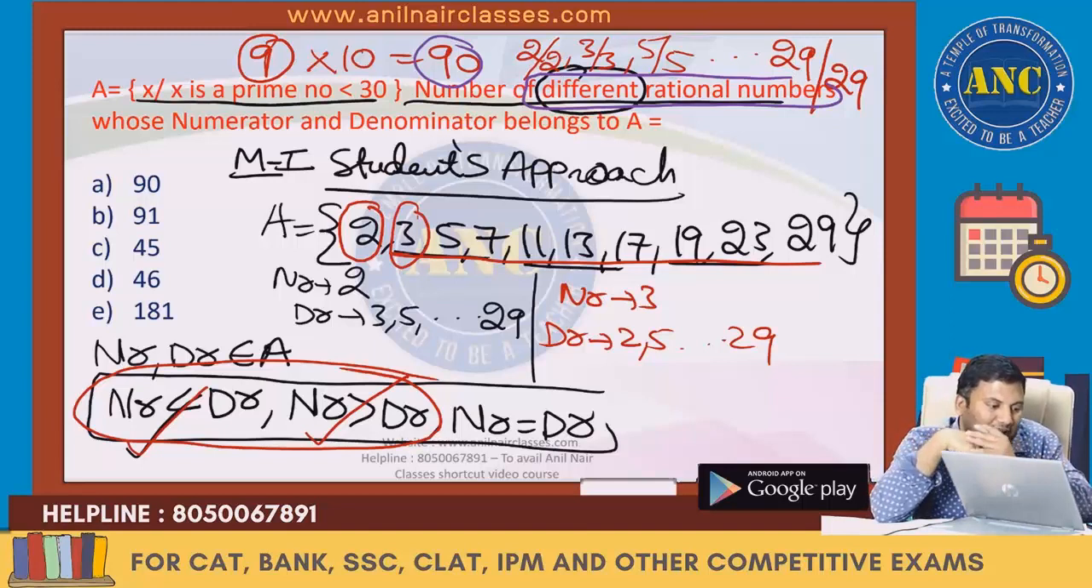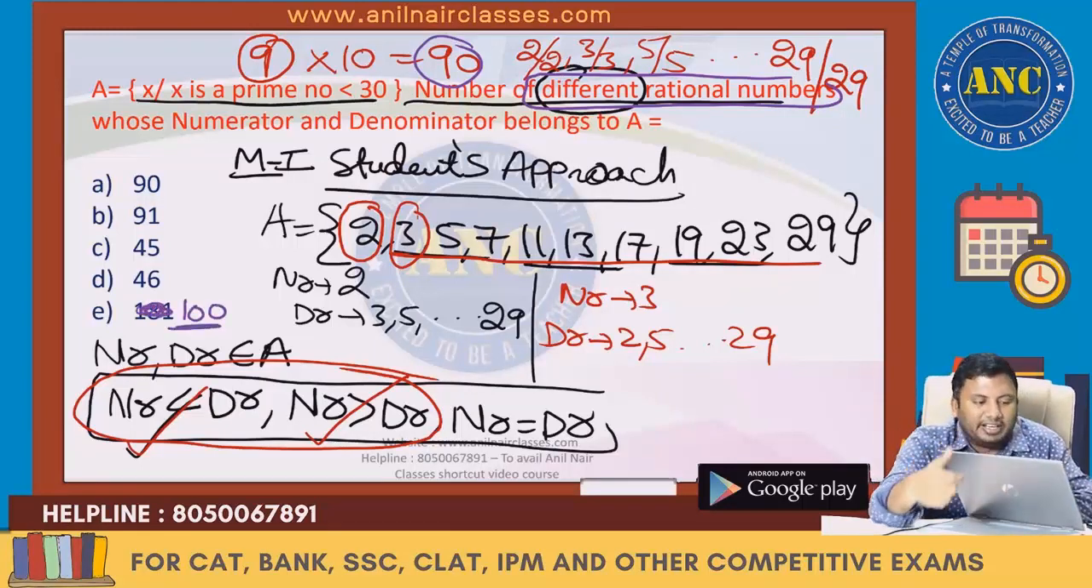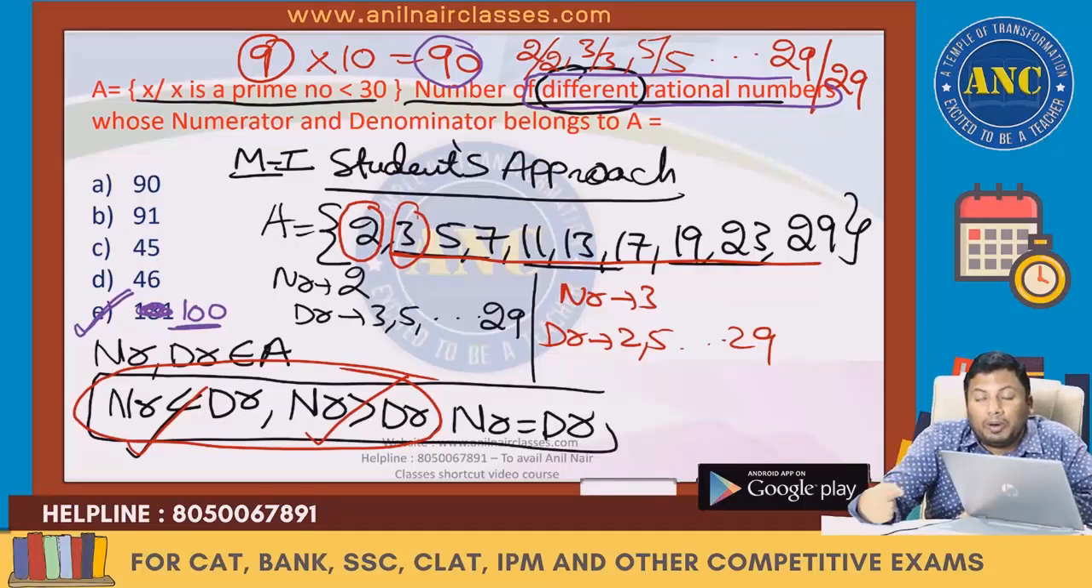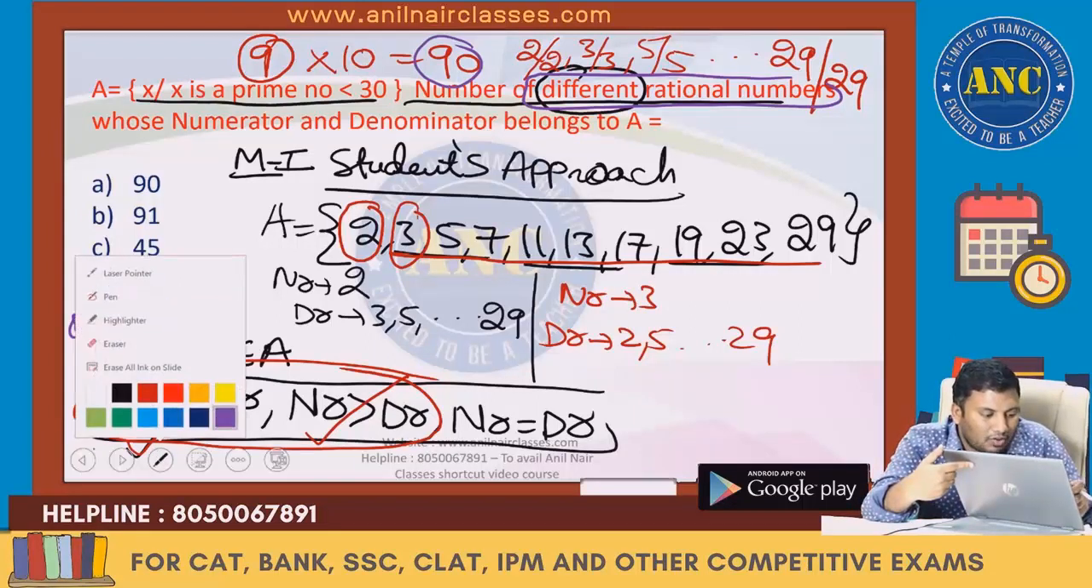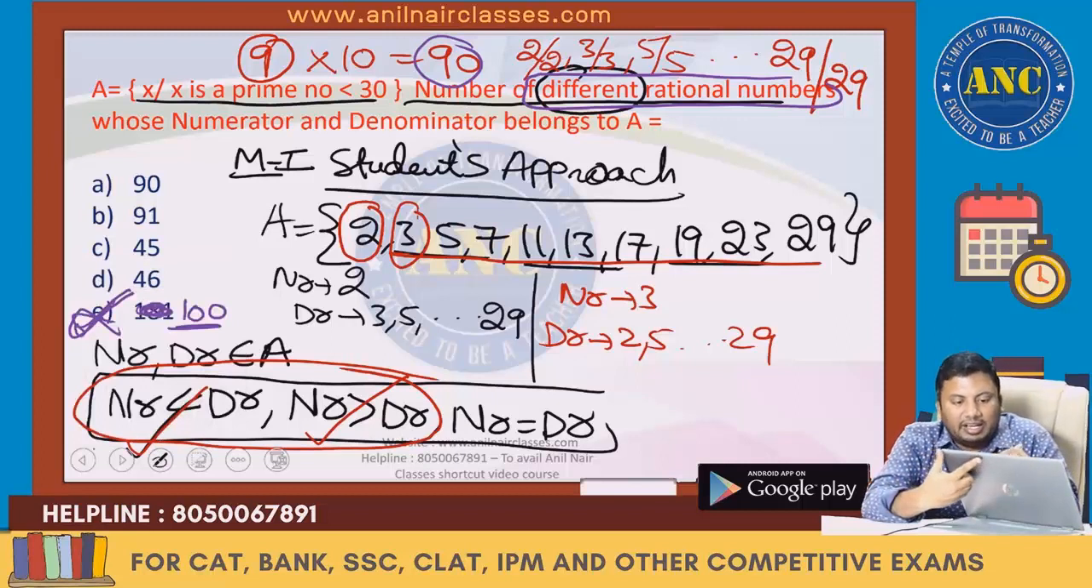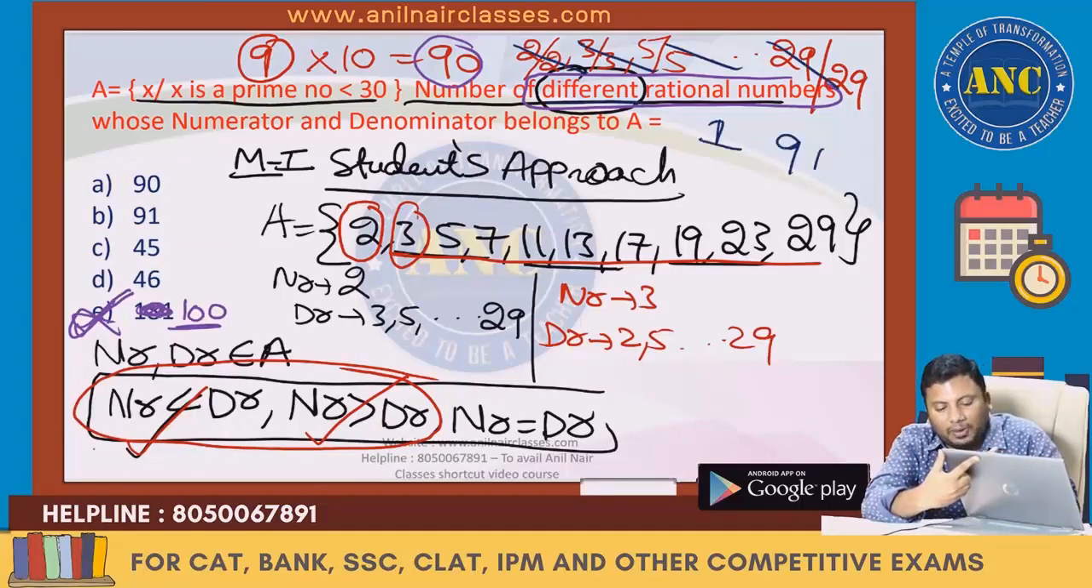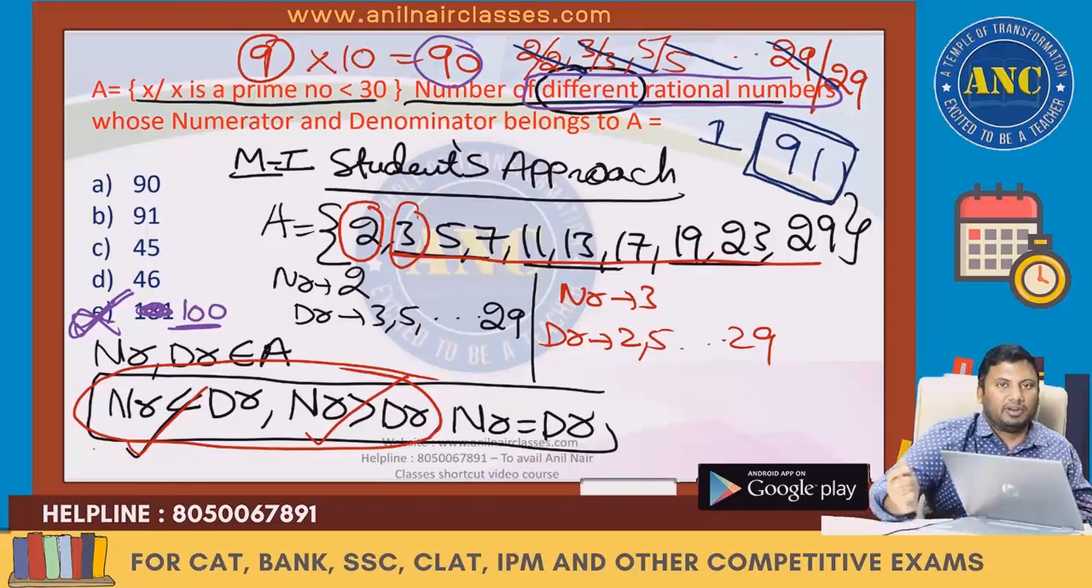90 plus 10, 100. I wish there is such an answer. They might tick 100 by taking 2 by 2, 3 by 3, 5 by 5, 29 by 29, 90 plus 10, which is incorrect. Why? Because it is a different rational number. All will result in one number. 90 plus 1 is 91.